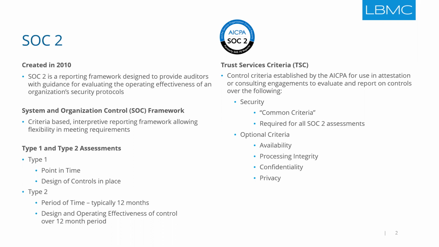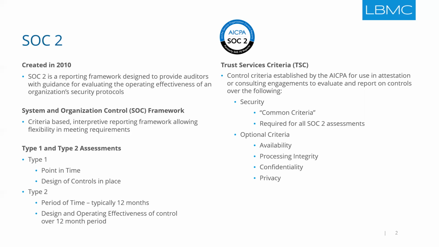The SOC 2 is a criteria-based reporting framework meant for a broad range of service organizations, as it allows flexibility in meeting the requirements set forth in the criteria. There are two types of SOC 2 reports: a type 1, which reports on the design of controls in place at a point in time, and a type 2, which covers a period of time, typically 12 months, and reports on the design and operating effectiveness of controls over the period of time.